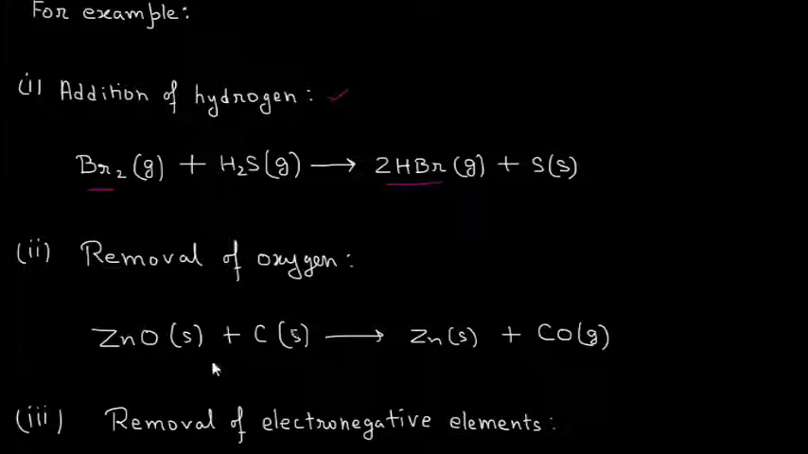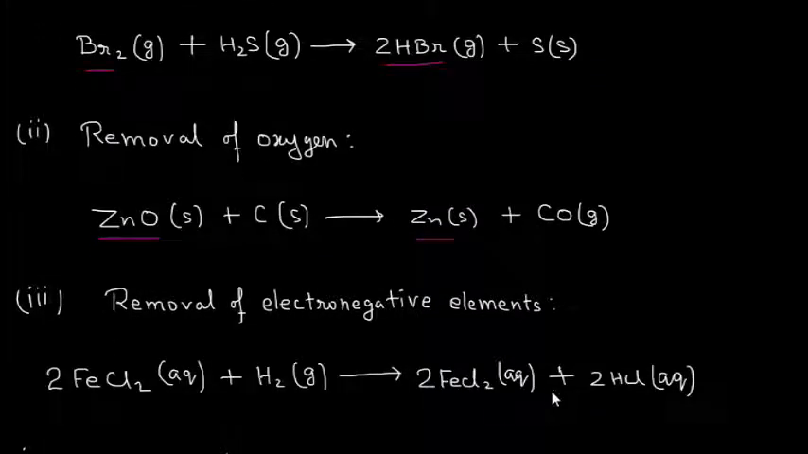Removal of oxygen. So in this reaction, ZnO, zinc oxide, in the reactant we have oxygen in zinc oxide. But in the product, we won't have oxygen. Oxygen is removed. So it is a removal of oxygen, that is a reduction.